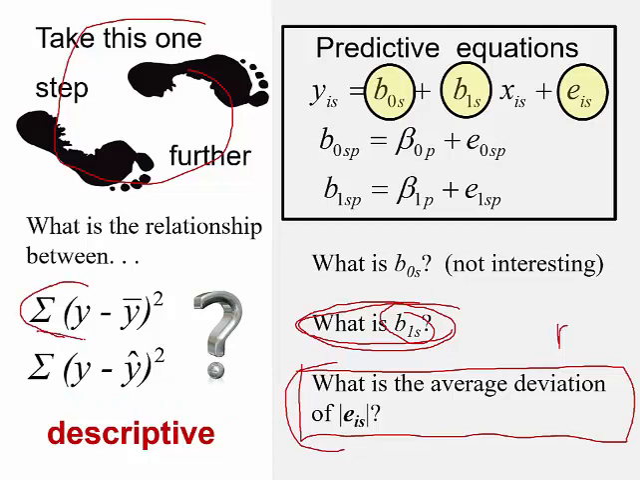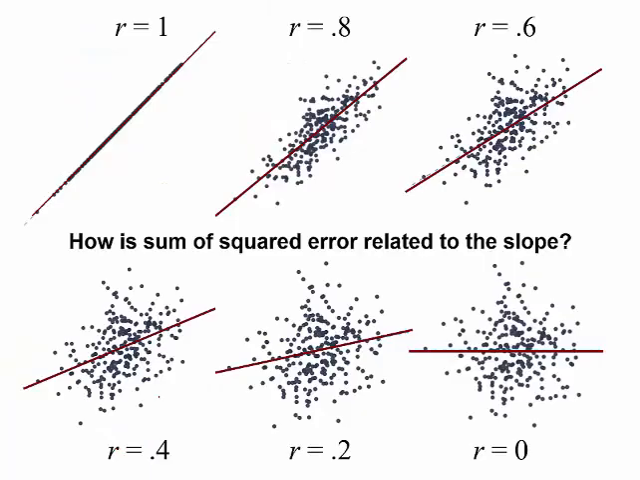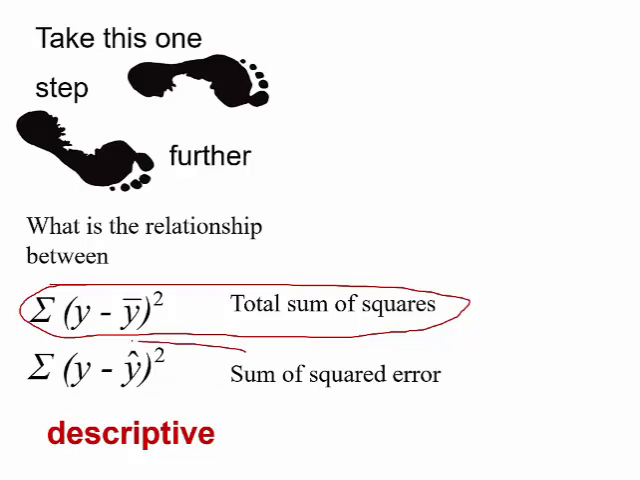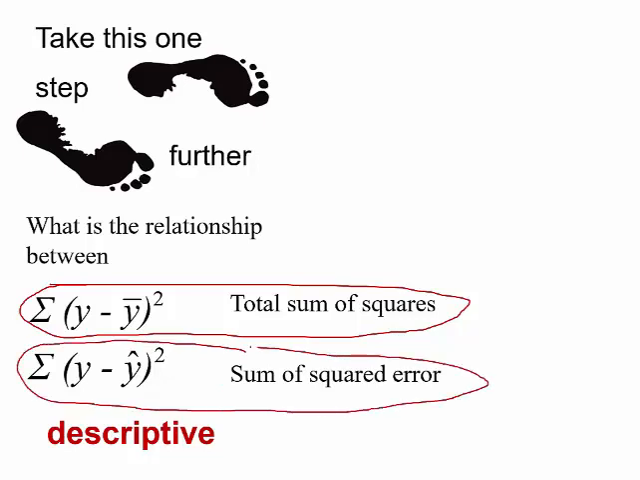Here I have the sum of y minus y bar squared, which is the sum of the squares, and the sum of y minus y hat squared, which is the sum of the squared errors. So again, this top one, y minus y bar, is the total sum of squares, and then this bottom equation is the sum of squared error. And the only difference is: is it y minus y bar or y minus y hat?